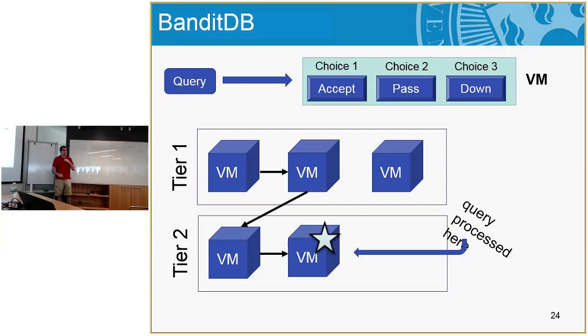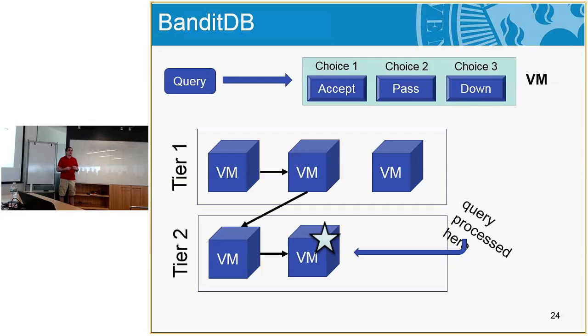Sorry? If you do instantiate a new VM, that new VM had better pick accept, right? Yes, and in fact, because if you have no data, you might choose to explore, and you might pick pass. So we say that if you're a new VM, you have to accept. We enforce that. The other thing we enforce is if you're at the bottom tier, you can't pass down into nothing. That's all we enforce.